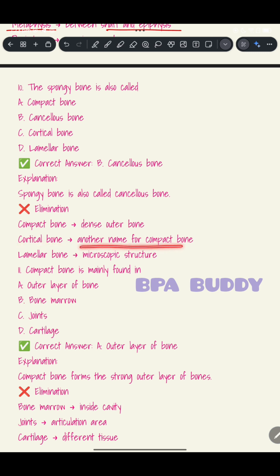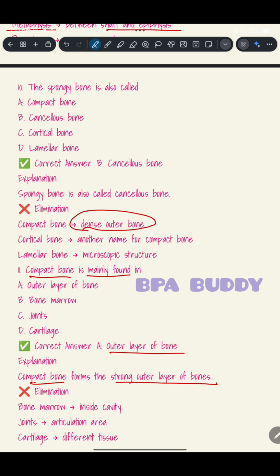Cortical bone is another name for compact bone only, and lamellar bone is a microscopic structure. Compact bone is mainly found in the outer layer of bone because it is a dense outer bone. We know compact bone forms the strong outer layer of bones. Bone marrow is the inside cavity which is present. Joints are articulation areas, and cartilage is a different tissue.